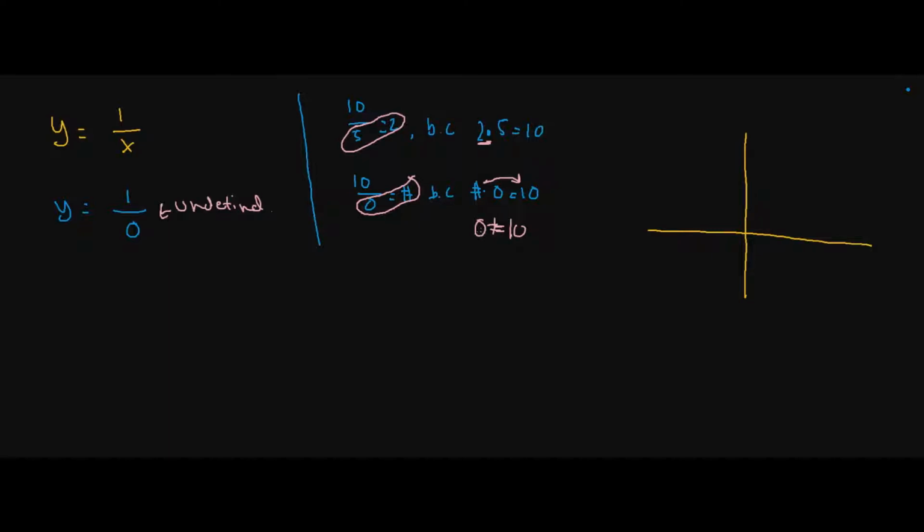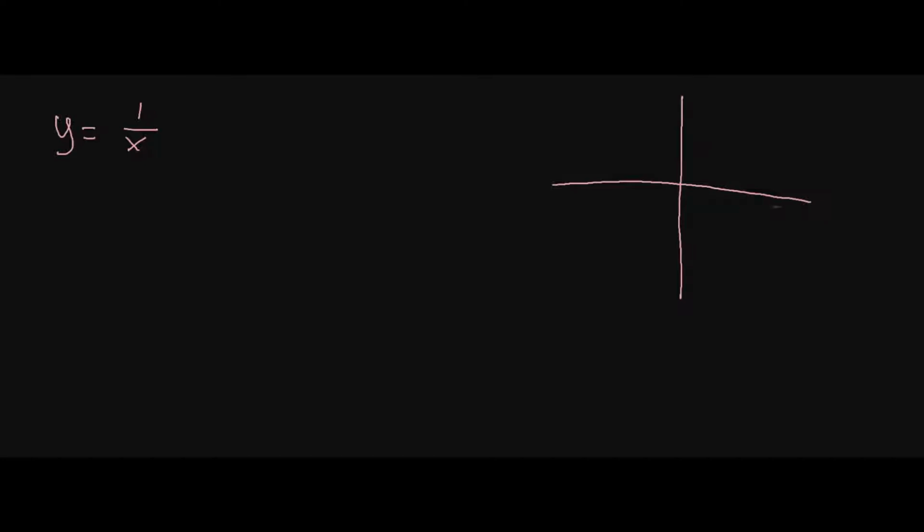And so the question becomes, what happens if we get really close to 0? Let me start fresh over here. Let's say we have our equation y is equal to 1 over x. What happens if we get really close to 0? We know we can't ever divide by 0, we already did that, but what if we try getting really close to it?